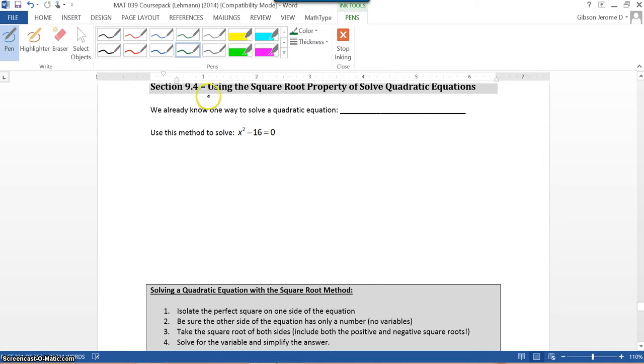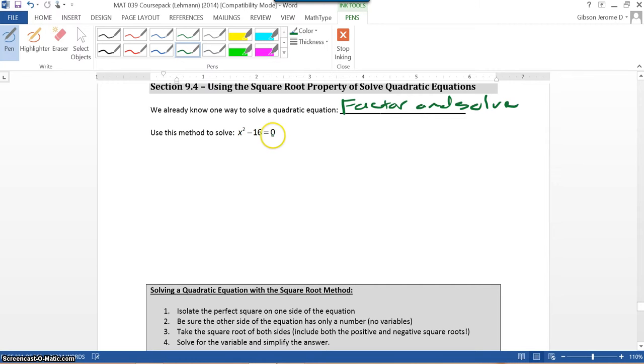Okay, class, we're about to start section 9.4, using the square root property to solve quadratic equations. We already know one way to solve a quadratic equation. We factor and solve, which we will demonstrate here.